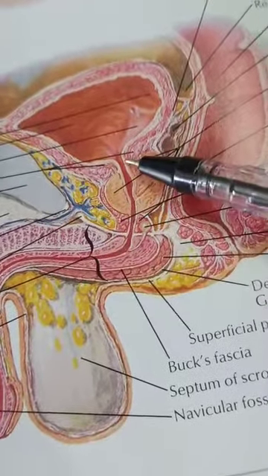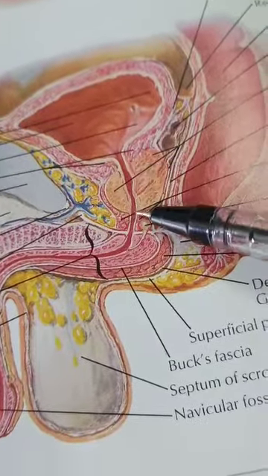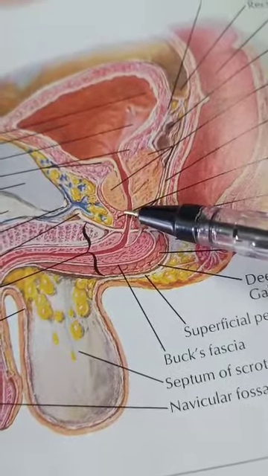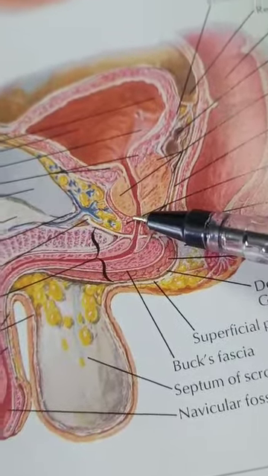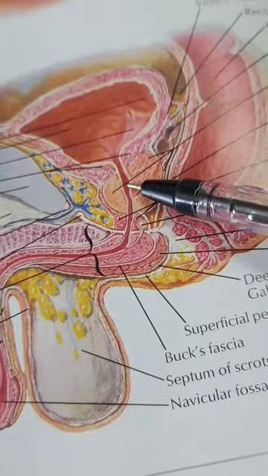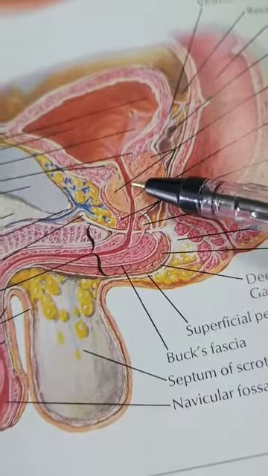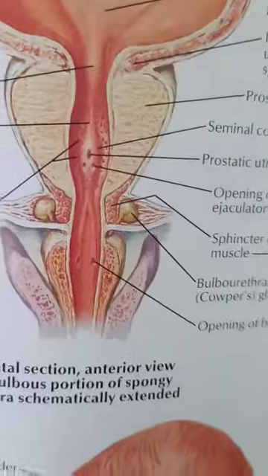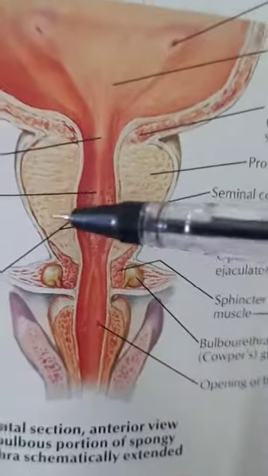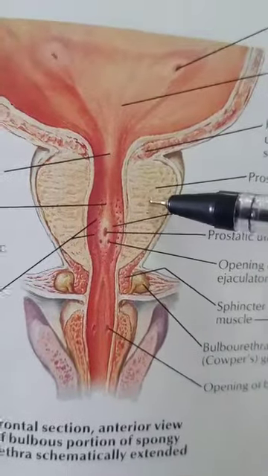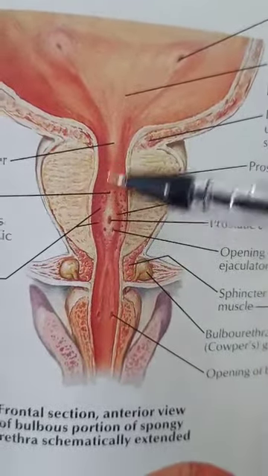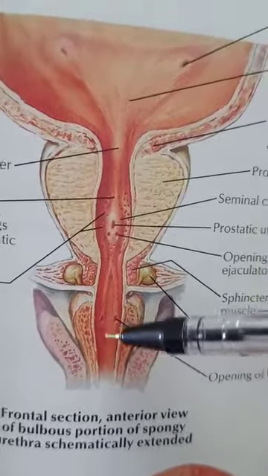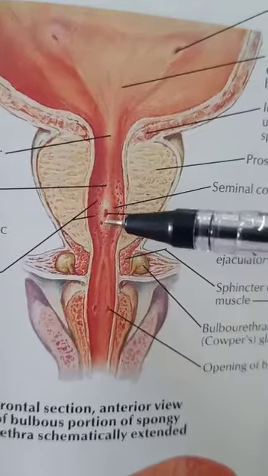Then the prostatic part is about 3 centimeters long, and it passes through the prostate gland. It is the widest and most dilatable part of the male urethra. In this section, this is our prostate gland. Here we can see the prostatic urethra. This is the membranous part, and here comes the penile part. This is the prostatic part.